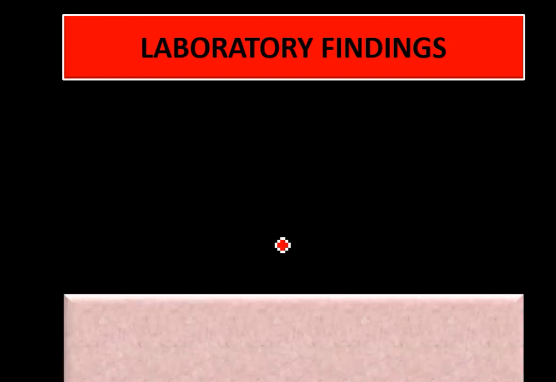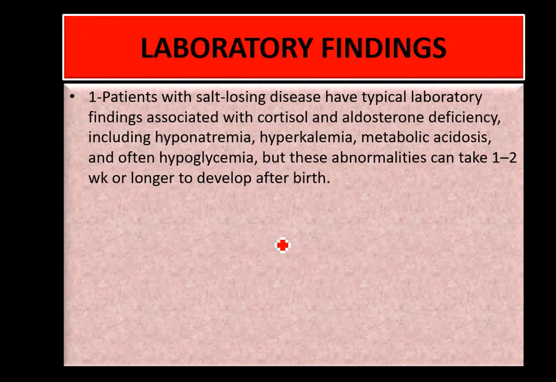Laboratory findings of congenital adrenal hyperplasia. Patients with the salt-losing disease have typical laboratory findings associated with cortisol and aldosterone deficiency, including hyponatremia, hyperkalemia, metabolic acidosis, and hypoglycemia, but these abnormalities may take 1 to 2 weeks to appear after birth. So the clinical scenario of this disease is a state of repeated vomiting and severe dehydration, with or without the appearance of cardiogenic shock.